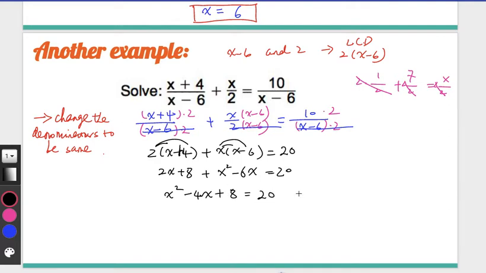Does that look somewhat familiar to you? Some students probably say, hey, hold on, I think I can use the AC method here. But before we do that, do not forget, we need to make sure this side is 0. So I'm going to subtract it.